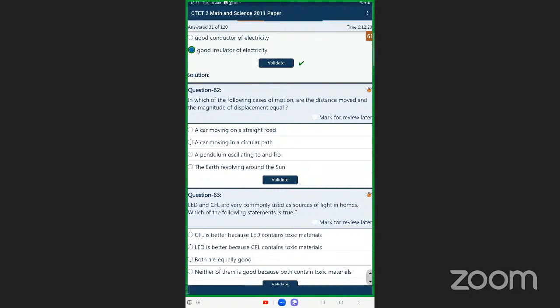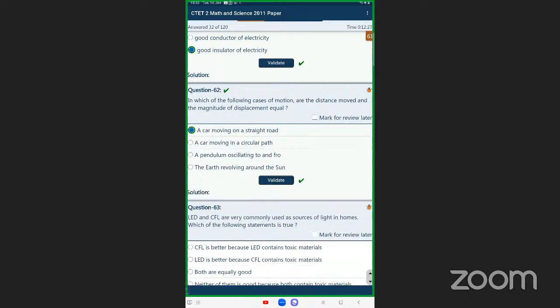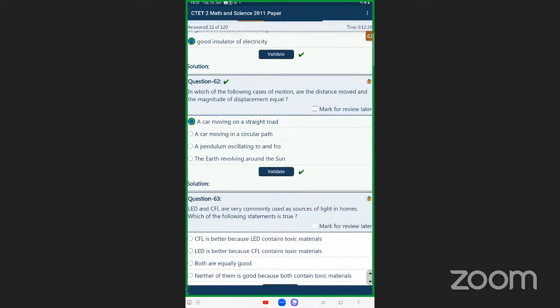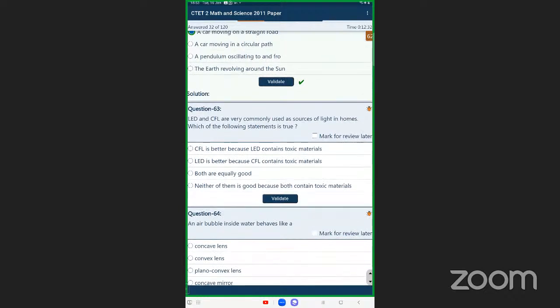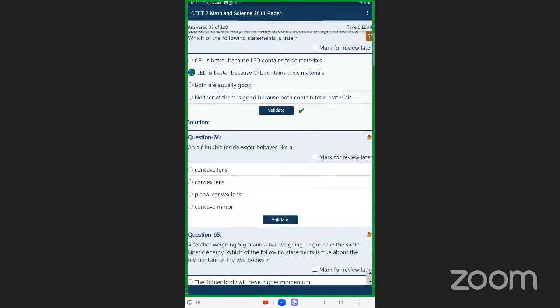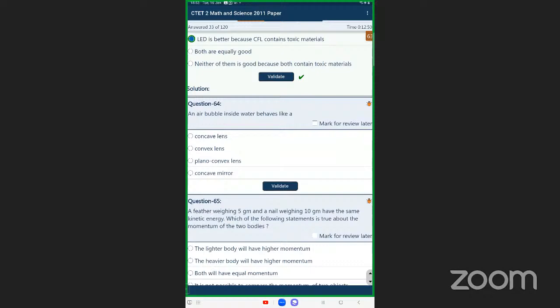In which of the following cases of motion are the distance moved and the magnitude of displacement equal? A car moving on a straight road. This is the correct one. Next one. LED and CFL are commonly used as sources of light in homes. So LED is better than CFL, because CFL contains toxic material. So option B. An air bubble inside water behaves as a concave lens, student.